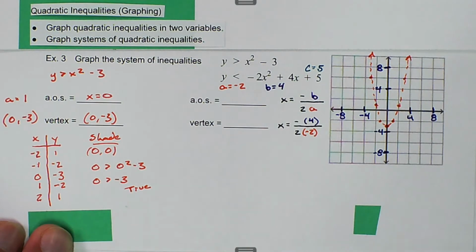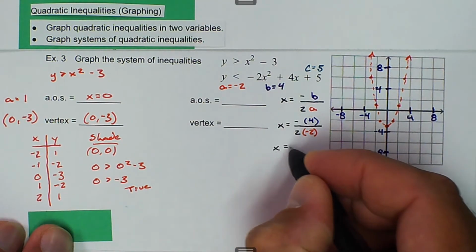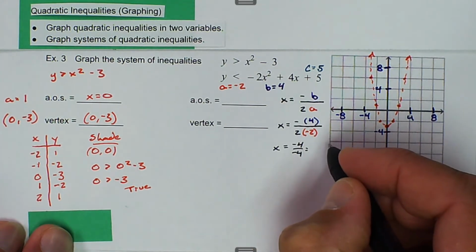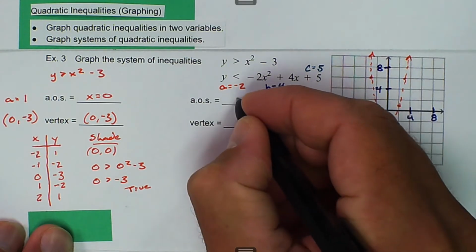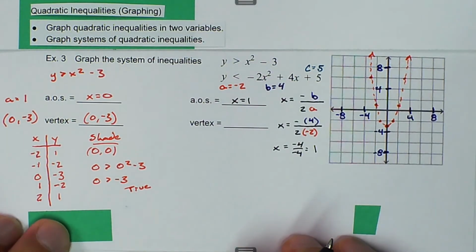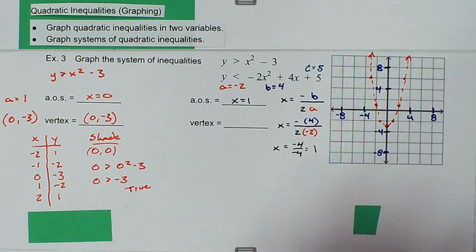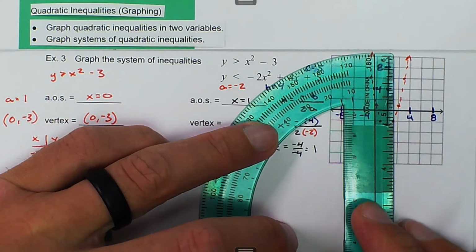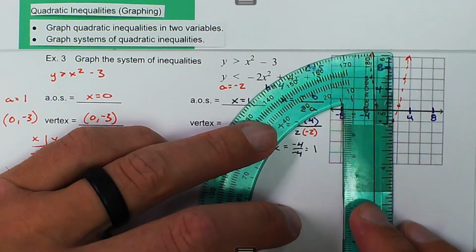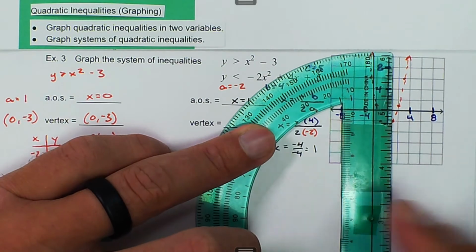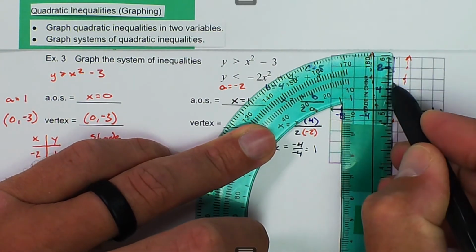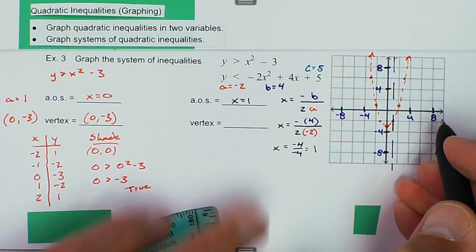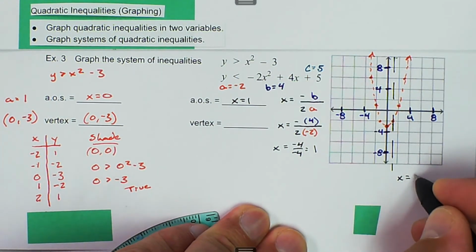So then we get x equals negative 4 over negative 4, which is equal to 1. So the axis of symmetry is x equals 1. So we can go ahead and graph that. Halfway between the y-axis and 2. So this is x equals 1.